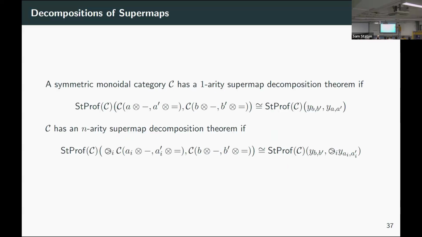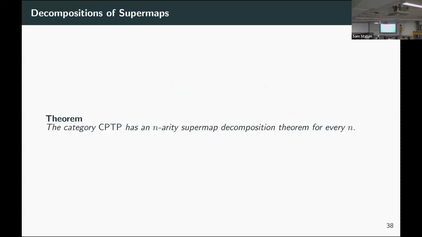And what this allows us to do is to now give a formal definition of what it means for a category to have a decomposition theorem for supermaps. So this maybe slightly complicated looking natural isomorphism here is literally just saying the space of supermaps is the space of cones. And you can generalize this to the n-arity case as well. And as a good sanity check, you can apply this to quantum theory, and indeed quantum theory satisfies this.